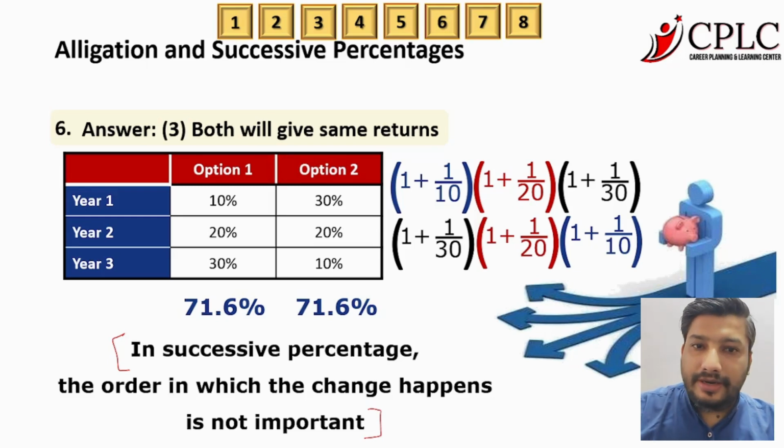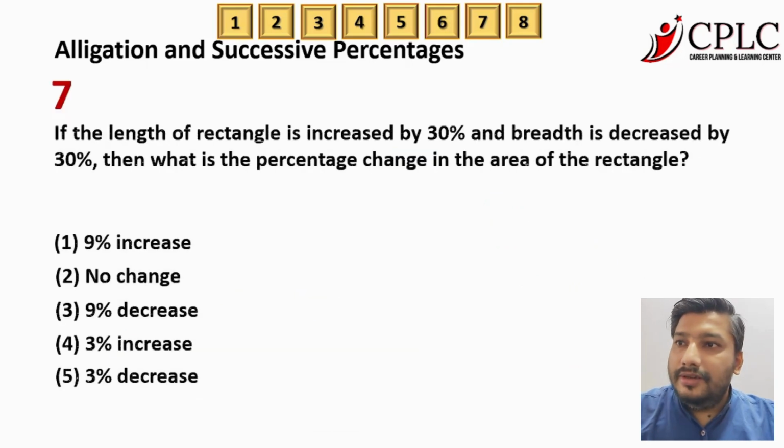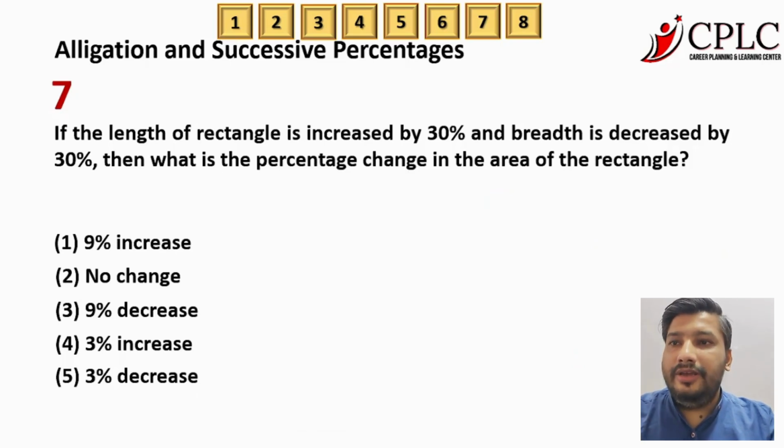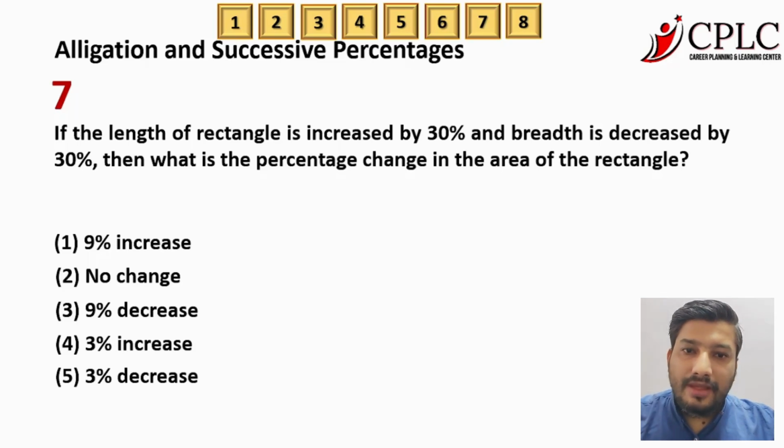Let's talk about the penultimate one, that is the 7th one, which says the length of the rectangle is increased by 30% and the breadth is decreased by 30%. Then what is the percentage change in the area of the rectangle? So clearly 2 percentages are there. We can automatically think of successive percentage. So one is a 30% increase, the other one is a 30% decrease. Increase is supposed to be substituted as positive, decrease as negative.